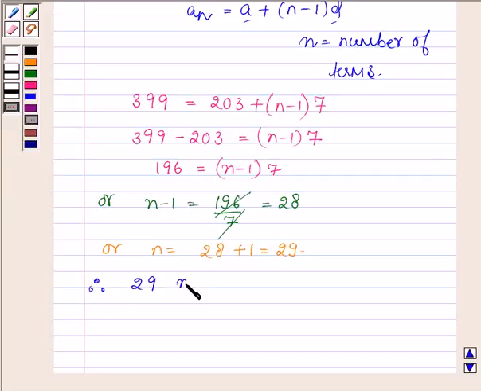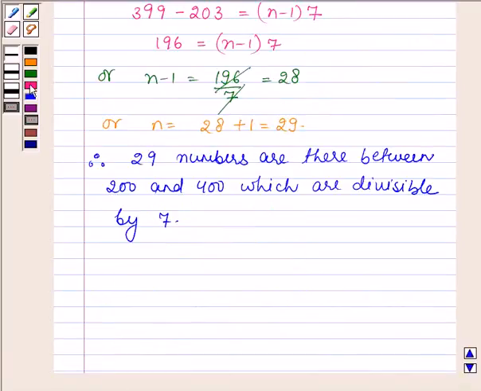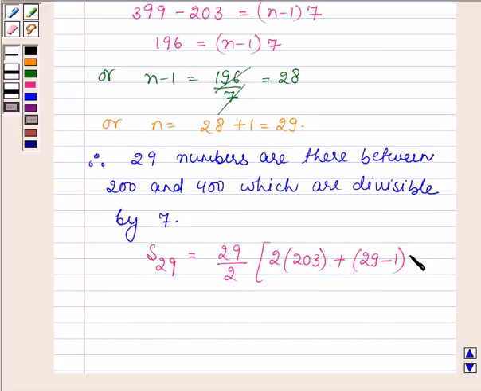Therefore, there are 29 numbers between 200 and 400 which are divisible by 7. Now we have to find the sum of these 29 numbers. So this is equal to 29 upon 2 into 2A, where A is 203, plus N minus 1, that is 29 minus 1, into 7.